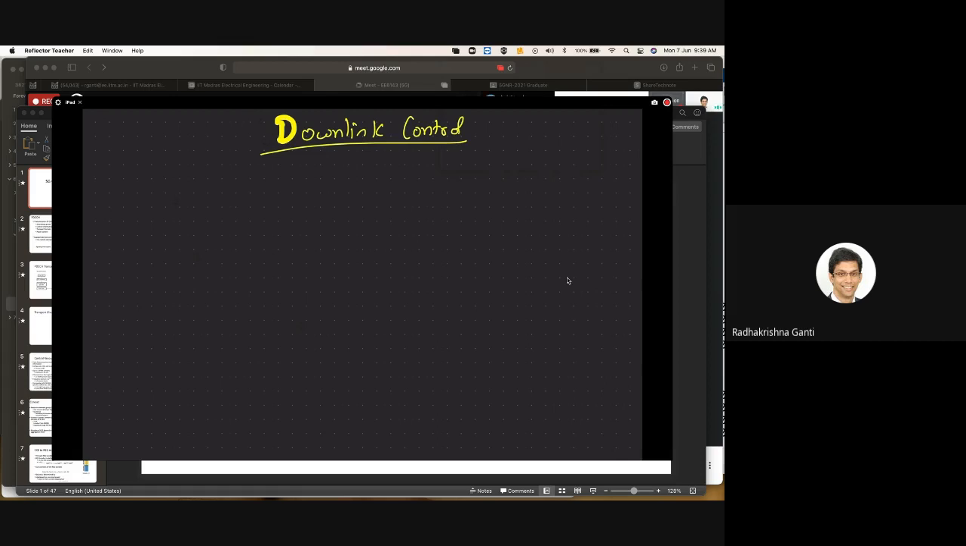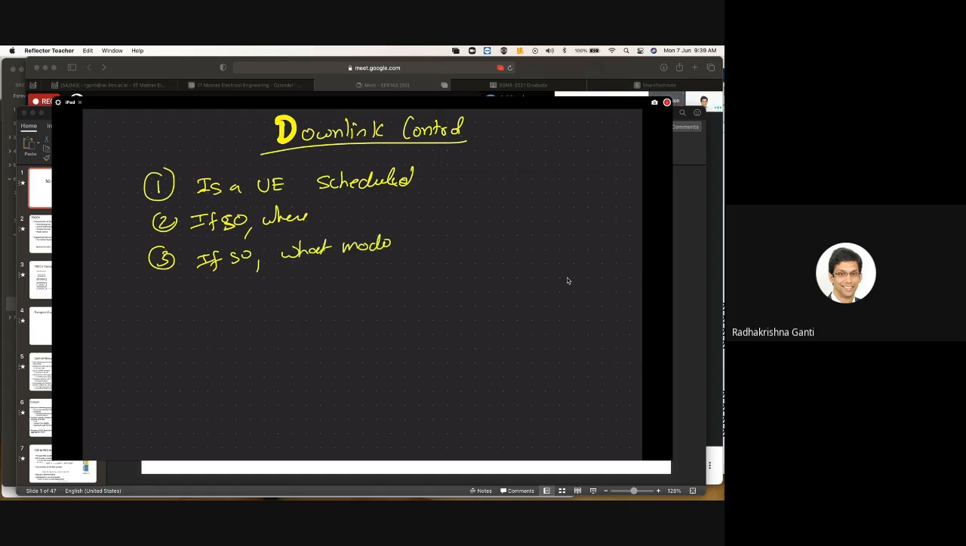Okay, so the downlink control information has to tell the UEs a lot of stuff. One, is a UE scheduled? 2. If so, where? 3. If so, what modulation? What modulation and coding rate? Okay. 4. MIMO layers. I'm just putting some information. There are a lot of other information. So okay, at least this part is very obvious.